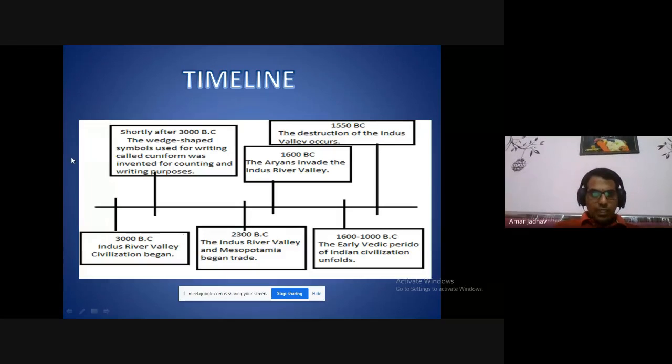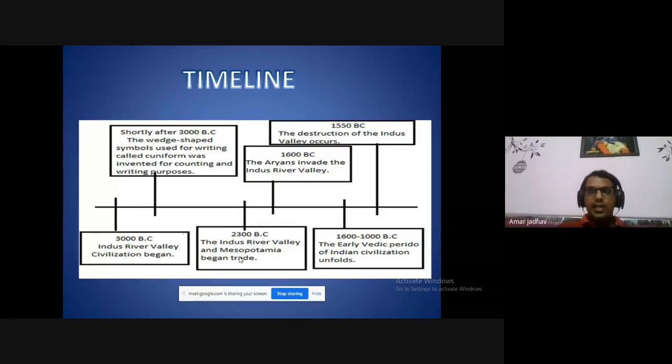So if you check very carefully the timeline, looking from left, because on the number line we always go from left to right, in the same way, around 3000 BC, the Indus Valley civilization began. Means at that time the civilization started. They started staying there in a group or a community. Then shortly after 3000 BC, they started using symbols and writing scripture as a mode of communication. And slowly and gradually, in 2300 BC, they started trade. That means they were slowly and gradually developing themselves even at that time.